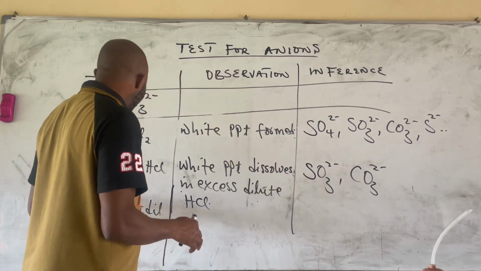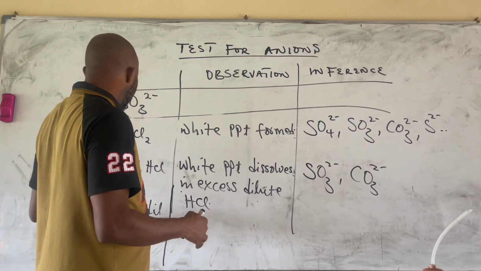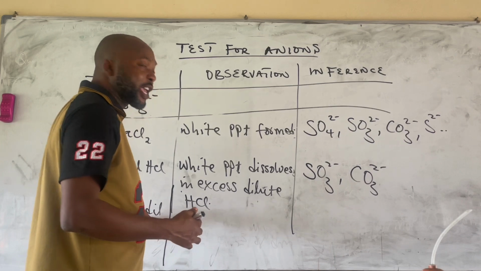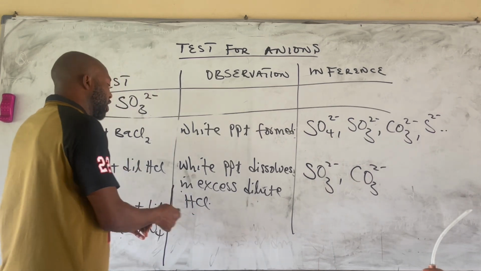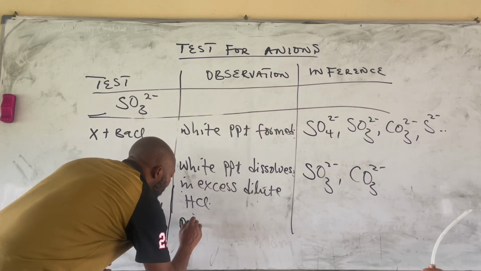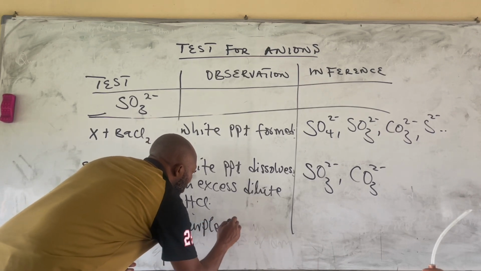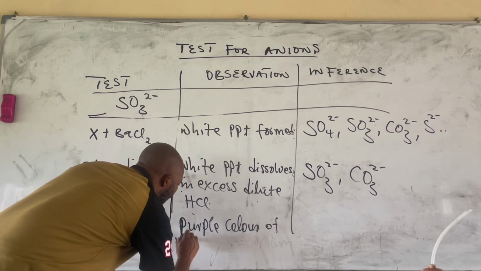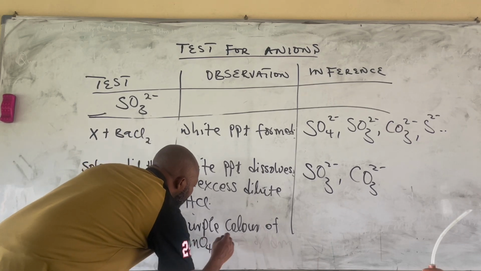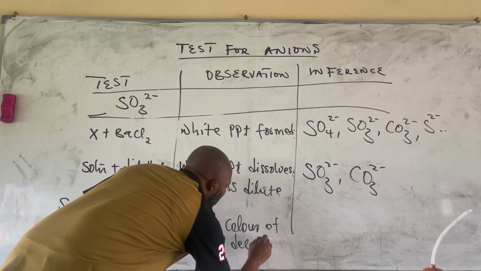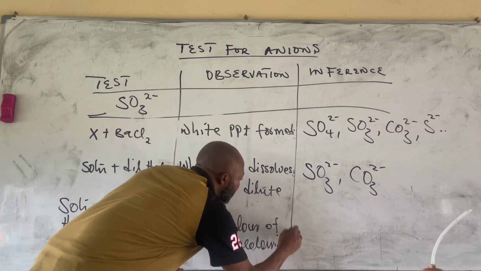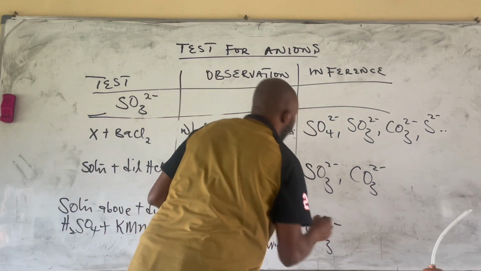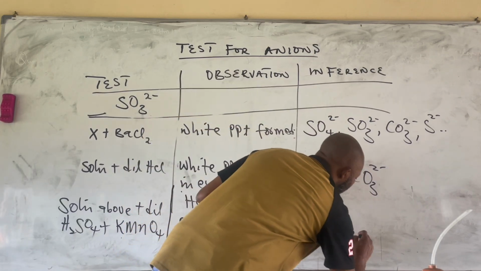Now, once we add this KMnO4, which is purple, but with the acidified system, that purple color of KMnO4 becomes decolorized. We say purple color of KMnO4 is decolorized. And when that happens, we say SO3 2 minus is confirmed.